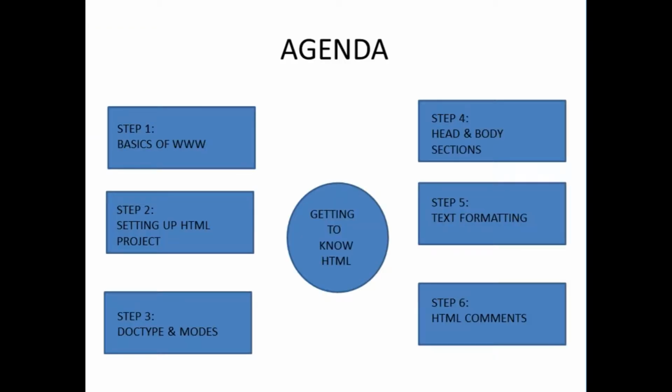In this section, we will get to know HTML in 6 simple steps. Step 1 is to understand the basics of Internet, Web or World Wide Web. Step 2 is to set up our first HTML project. Step 3 is to understand doctype HTML tag and get to know the different browser modes with respect to HTML. Step 4 is to get introduced to head and body sections of a HTML web page. Step 5 is to look at some text formatting tags in HTML. And step 6 is to know how to put comments in our HTML code. So let's get started.